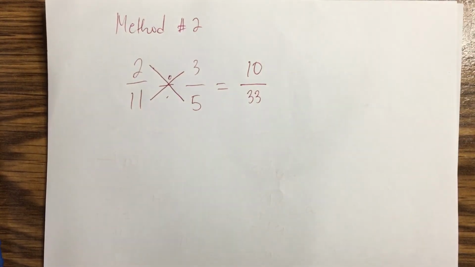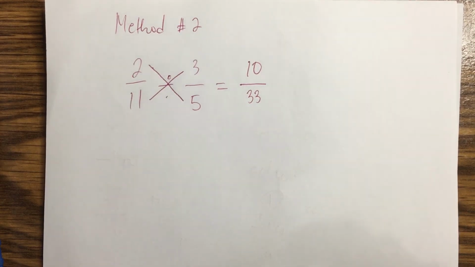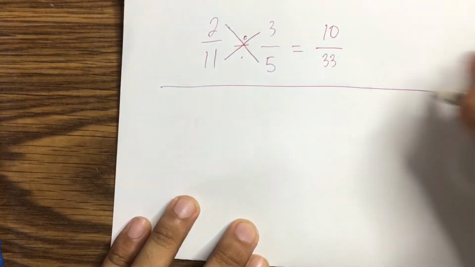Now, which do you think is the simpler one, method number 1 or method number 2? Method number 1 uses the reciprocal property, and method number 2 uses cross multiplication. So, let's have another example for that.